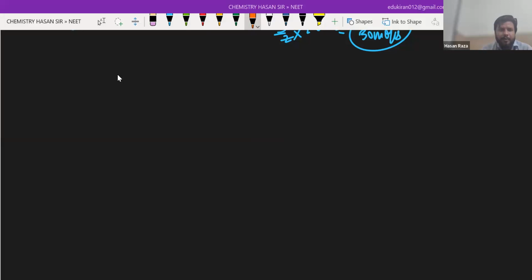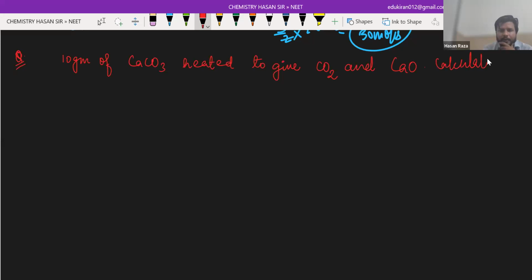Okay, first I'm going to write down a question. The question is: 10 gram of calcium carbonate is heated to give carbon dioxide and calcium oxide. Calculate the amount of both forms.